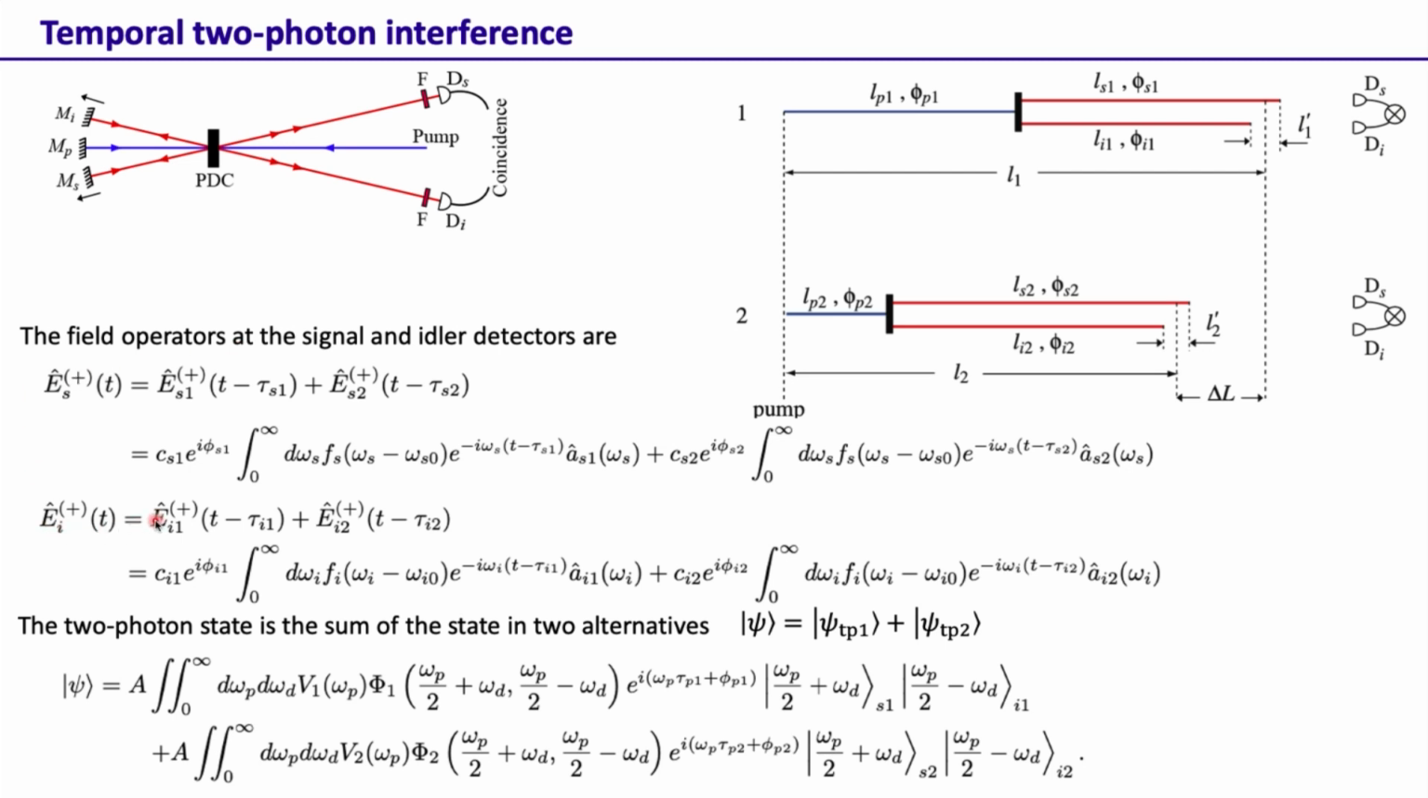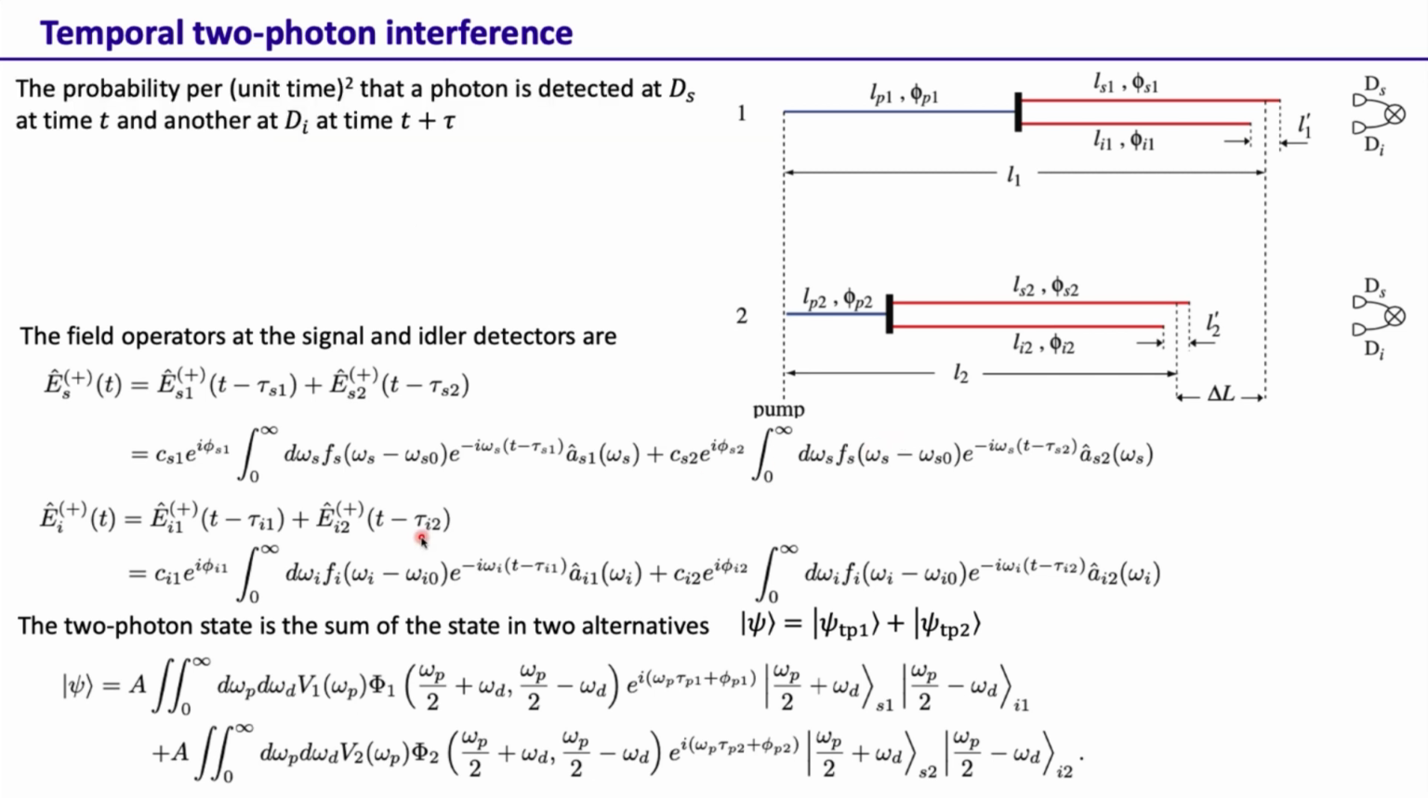So now once we have the field operators, we have the state. Again, the state is right at the exit face of the crystal, and we have these operators at the detector expressed in terms of the operators right at the exit face of the crystal as well. So now we can calculate the coincidence count rate, which is the probability per unit time squared that a photon is detected at the detector Ds at time t, and another photon at detector Di at time t plus tau.